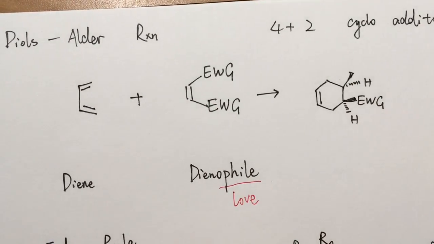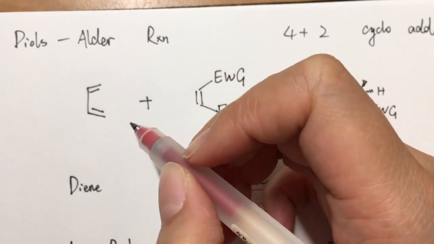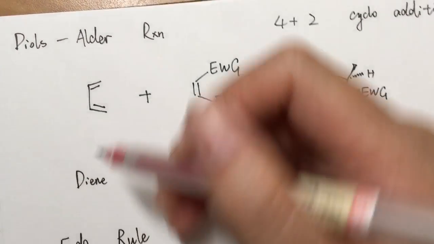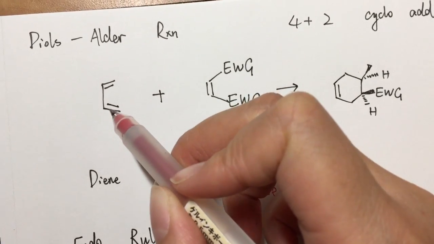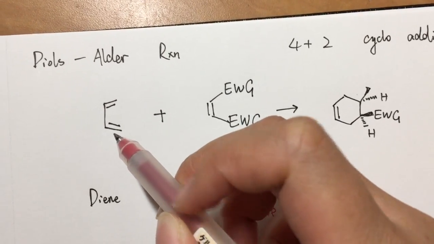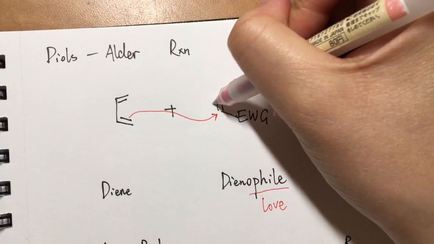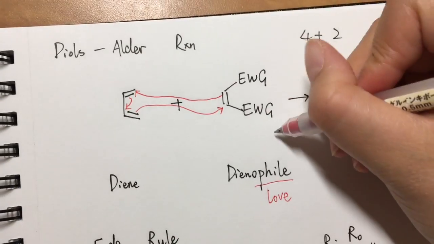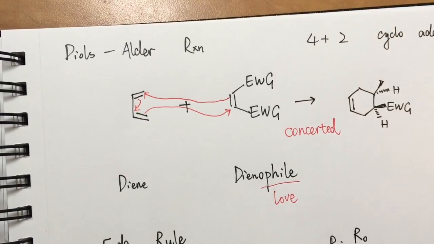Yeah, the mechanism is like this. You always attack from the electron-rich part. Here it is the double bond on diene. It is a concerted reaction. And then you have this.